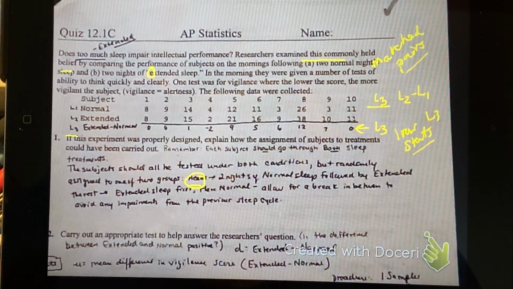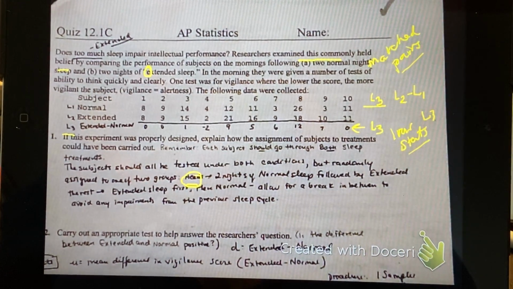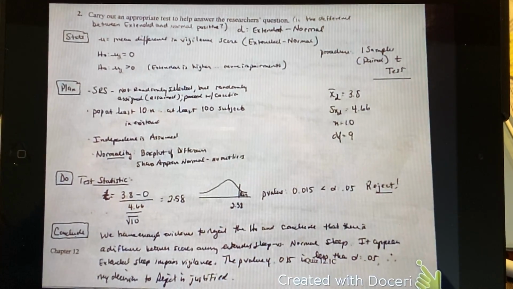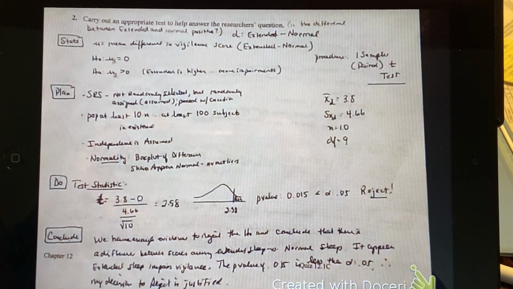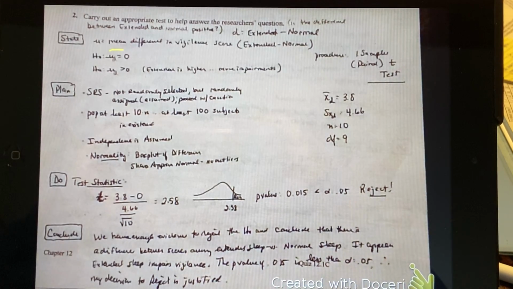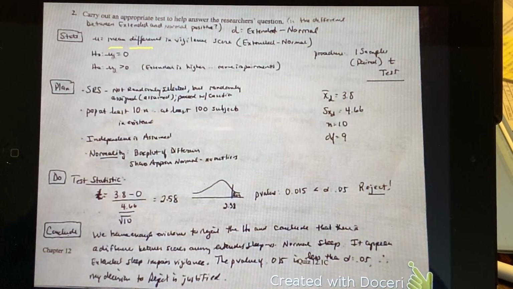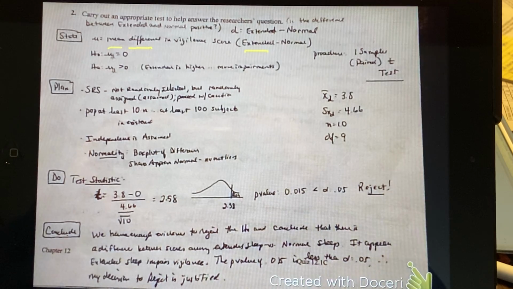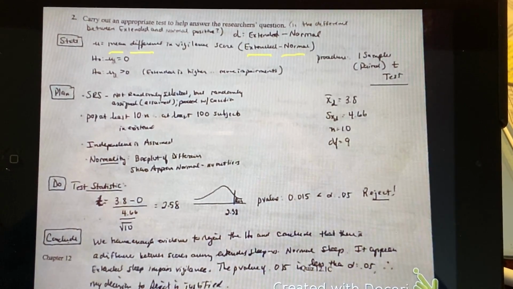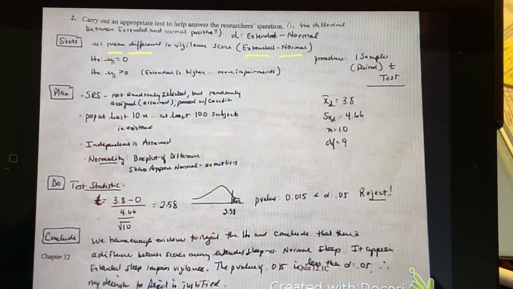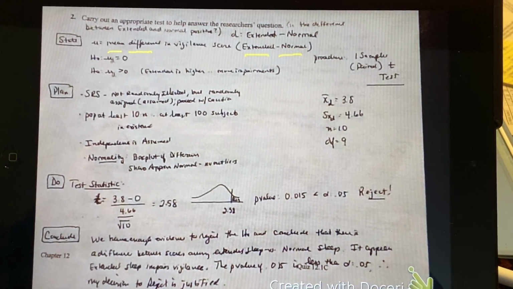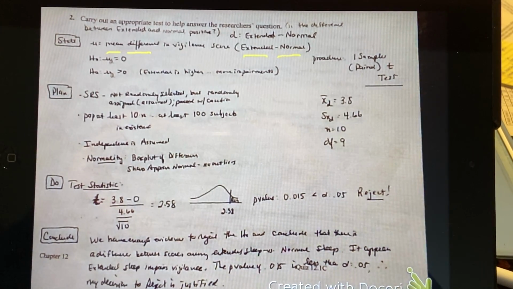All right, so then the second thing we did was number 2, carry out the test. So here's carrying out the test. You have to tell the reader what the mean was. Well, what does mu stand for? Well, mu is your mean difference in vigilance score. So this is what we're focusing on, extended minus normal. I'm hoping to have positive scores, that extended scores were higher, and so you were less vigilant, if you will. You were not as alert.